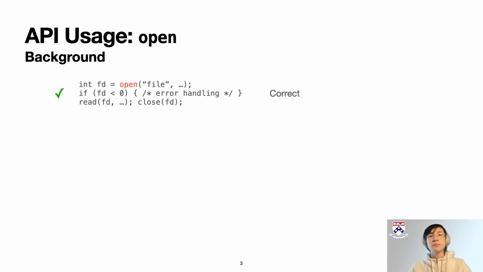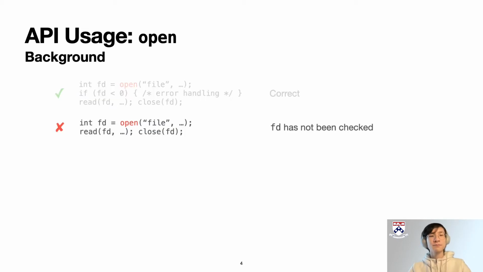Let's look at one example API, open, and you will see how such a commonly used API poses great challenge to an API misuse detector. So open returns an integer file descriptor. On success, the return value is non-negative. Otherwise, the user must handle the error. When the call succeeded, subsequent read might be called, and the file descriptor must be closed at the end. The above example shows the correct usage as it contains all of the above.